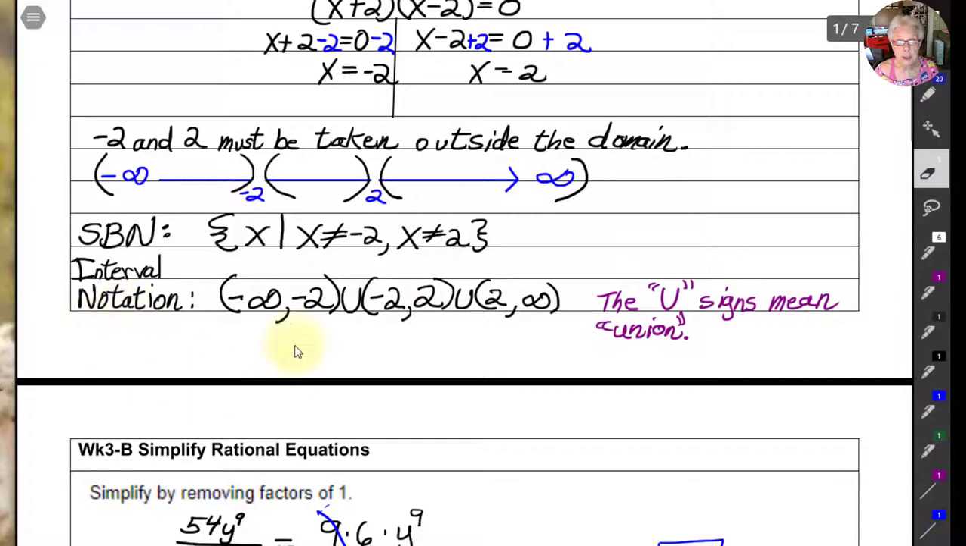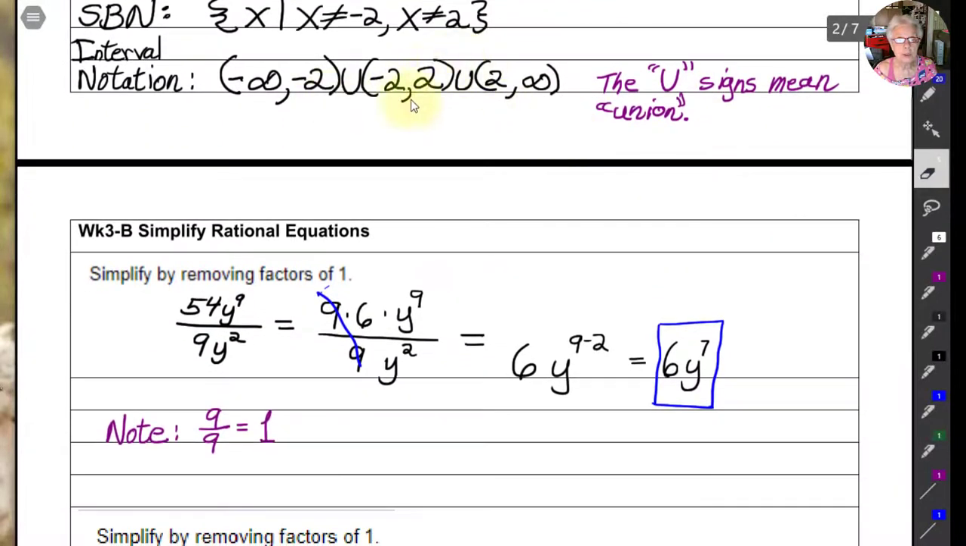The interval notation tells you what the intervals are. Negative infinity to the left side of negative 2, unioned up with the right side of negative 2 to the left side of positive 2, unioned up with the right side of positive 2 all the way to positive infinity. And we use the U sign, which means union. Union sign is like a plus sign, except it's a way of sticking sets together, sets of numbers, or rather intervals of numbers. Of course, we use that with interval notation and not with set builder notation.